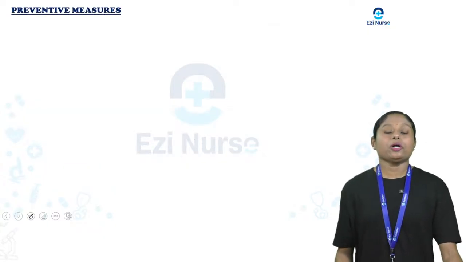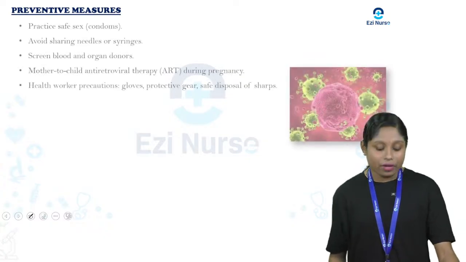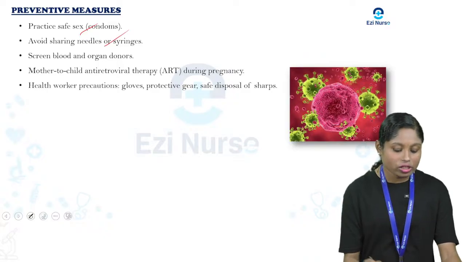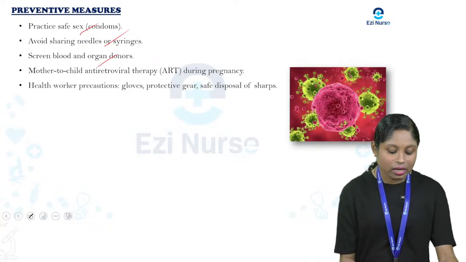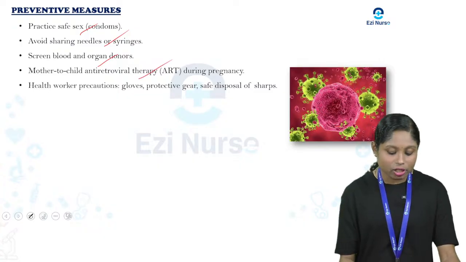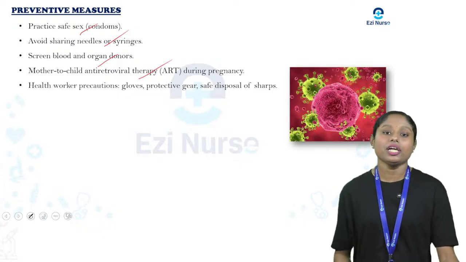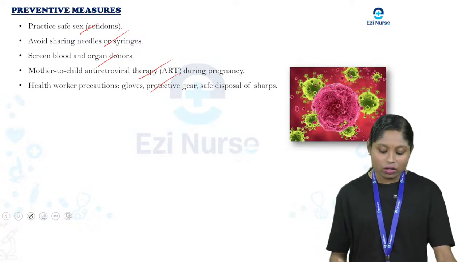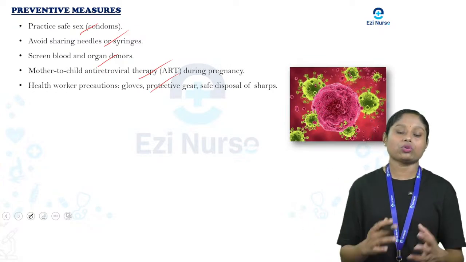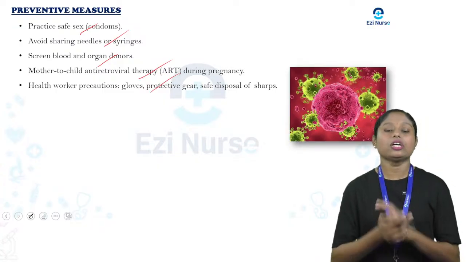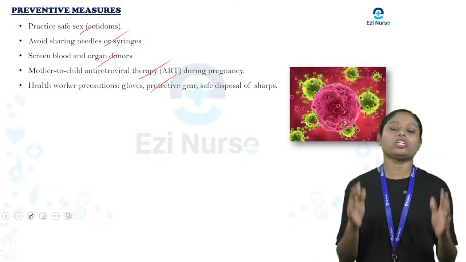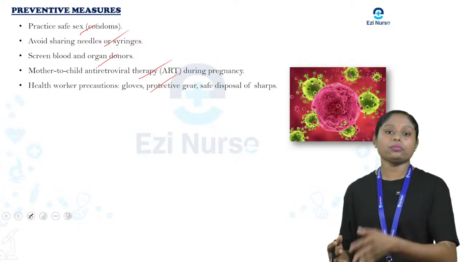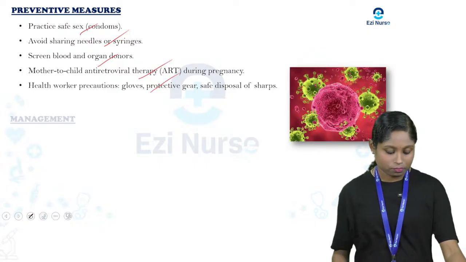So let's see the AIDS or HIV preventive measures. Practice safe sex, use condoms, avoid sharing needles or syringes, screen blood and organ donors, give mother-to-child antiretroviral therapy during pregnancy, and health worker precautions: use gloves, protective gear, safe disposal of sharps. So while treating patients who have AIDS, you need to use personal protective equipment. That is necessary to prevent disease transmission from the patient to the healthcare worker.